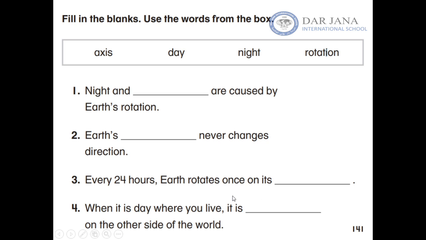Now open page 141 and let's fill in the blanks with the word from the box. We have axis, day, night, rotation. Number 1. Night and what are caused by the Earth's rotation? Night and axis, night and day, night and night, or night and rotation. Of course, night and day are caused by the Earth's rotation.